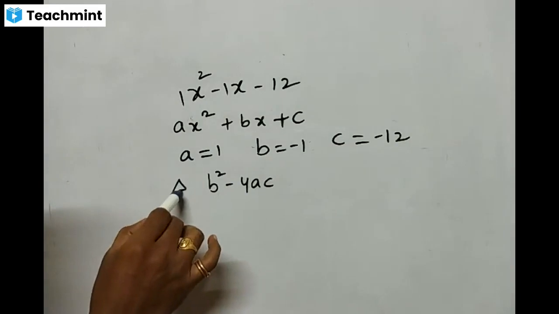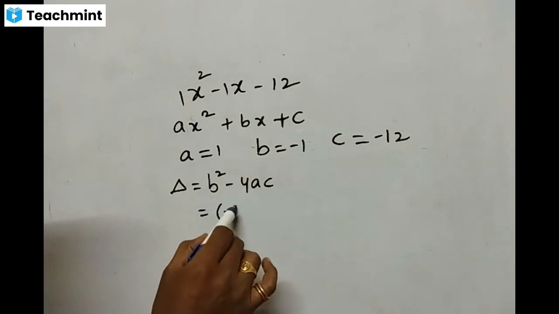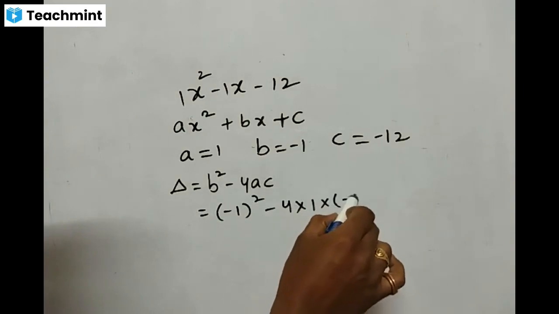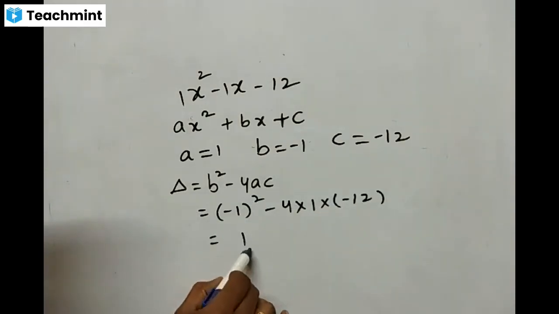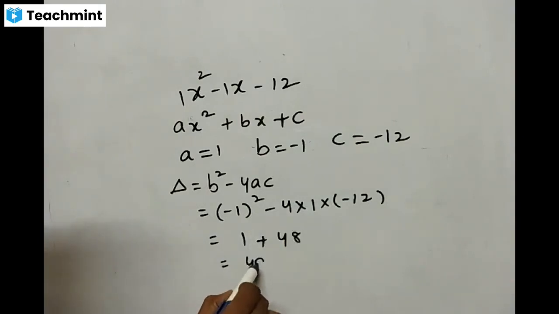Find out the delta value, the discriminant we will say. Delta is b square minus 4ac. So b value is -1, square, minus 4 into 1 into -12. This is 1, this is plus 48. So you will get a total of 49, right? Yes or no? Yes, sir.